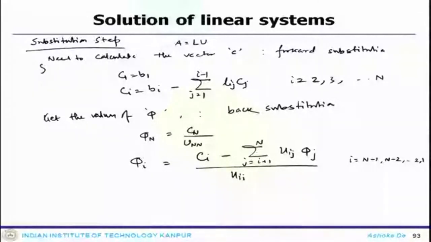So, initially this is your first step, where you get the forward substitution to get the vector c, and the second step you do the backward substitution to get the phi. So essentially you had A equals LU, where this was solved for B and it was written LU phi equals B, and from there you get the solution.